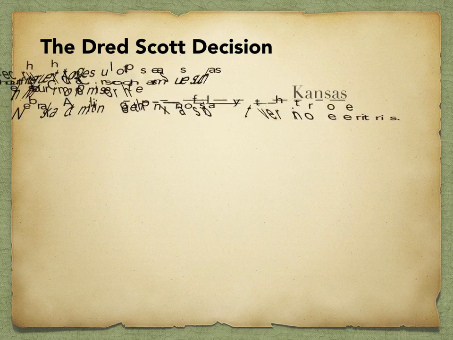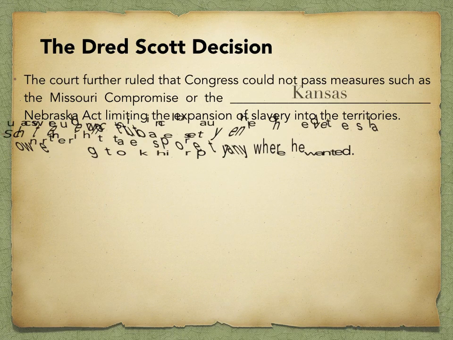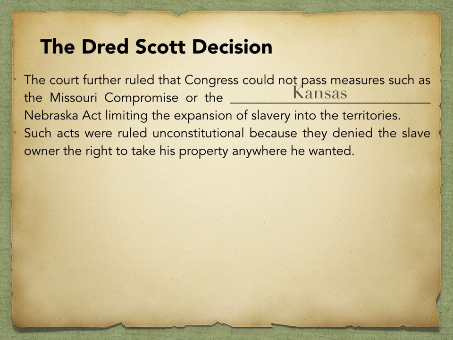So the Dred Scott decision, the court further ruled that Congress could not pass measures or laws such as the Missouri Compromise or the Kansas-Nebraska Act that limited the expansion of slavery in the territories. So you could not say that you can be a free state or a slave state. All over the United States was open and free for that, is what they were saying. Such acts were ruled unconstitutional because they denied slave owners the right to take their property anywhere they wanted.